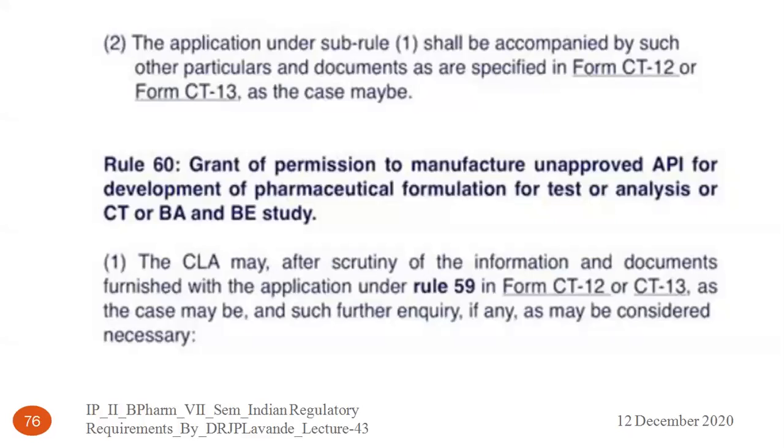So the clause under this Rule 60 says that the central licensing agency may, after scrutiny of the information and documents furnished with the application under Rule 59, in Form CT12 and CT13, as the case may be, and such further inquiry, if any, as may be considered necessary. So CT12 is for the pharmaceutical formulation, and CT13 is for the active pharmaceutical ingredient. Note that all these are unapproved.